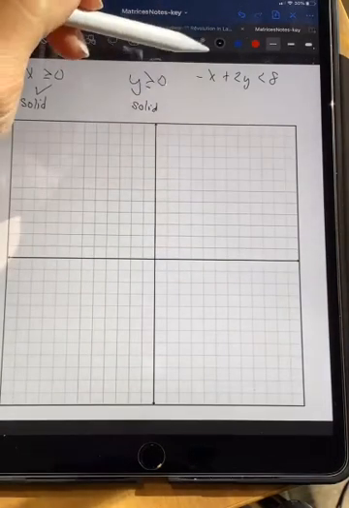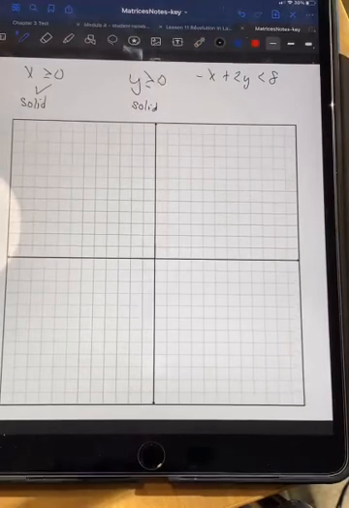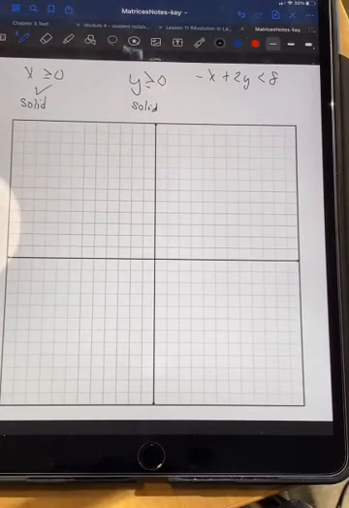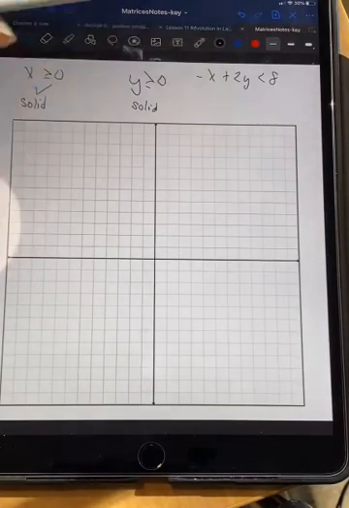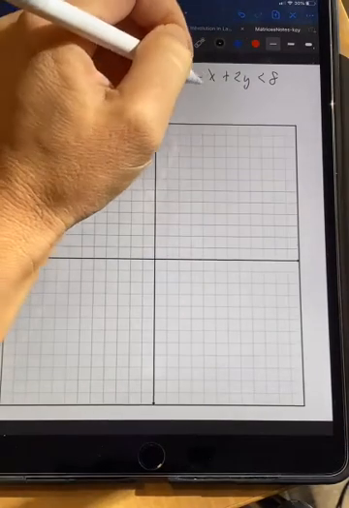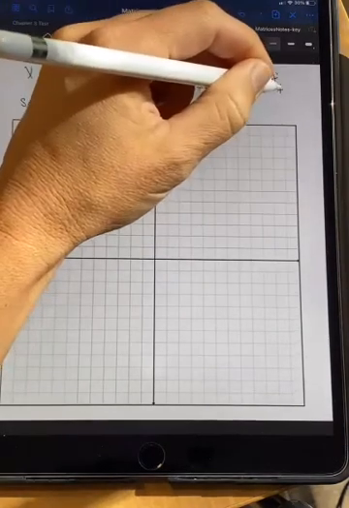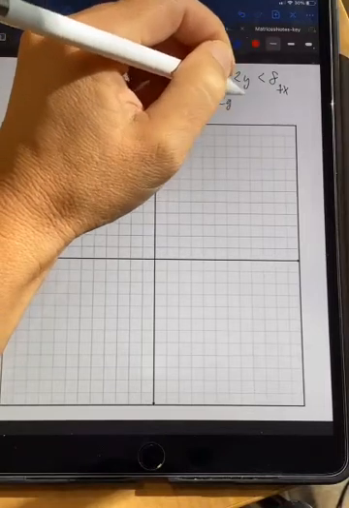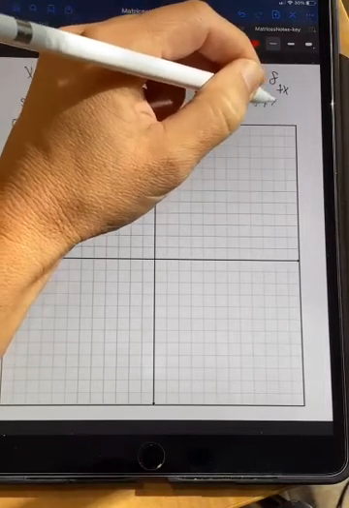Now this one, we have two variables on the same side, so we need to solve. Really, you could solve for either. We have been learning to solve for y, so we're going to do that. We're going to get y by himself, which means we need to get rid of our x value in the first place. So we have 2y is less than 8 plus x.